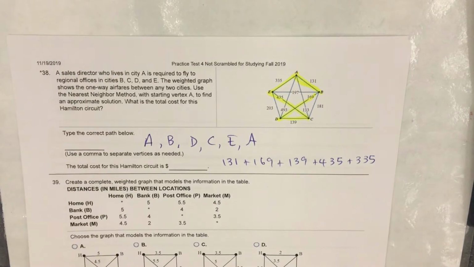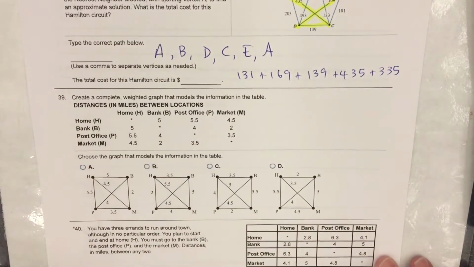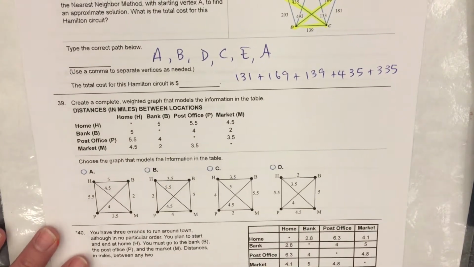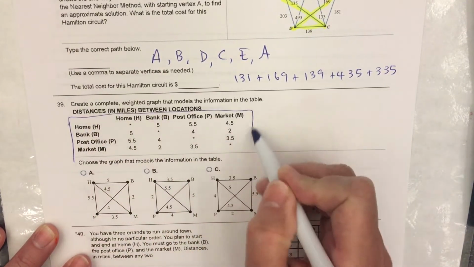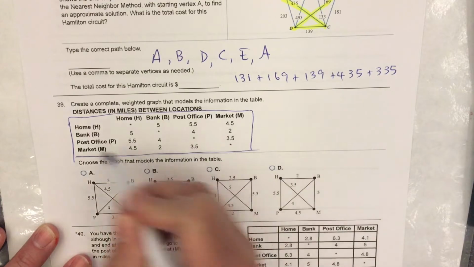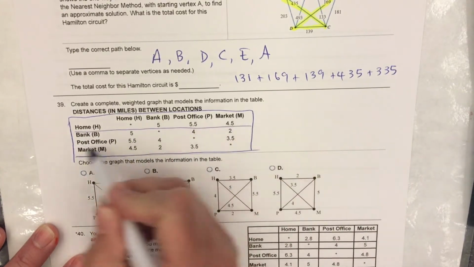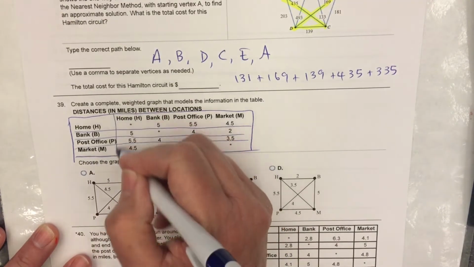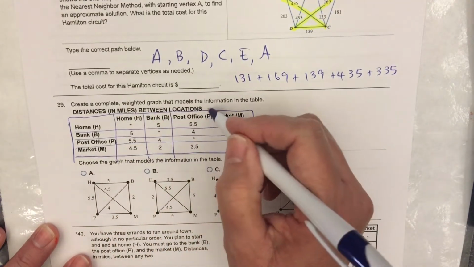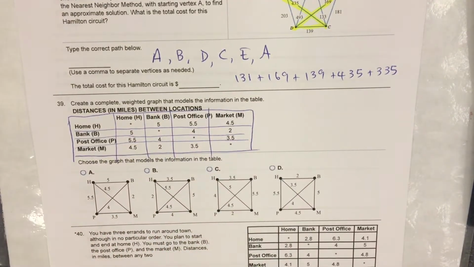Let's take a quick look at 39. This is a chart. They didn't quite draw all the parts of it. This is like a mileage chart that you might see on a paper map. They want you to draw a circuit, a graph rather, that models this mileage situation.